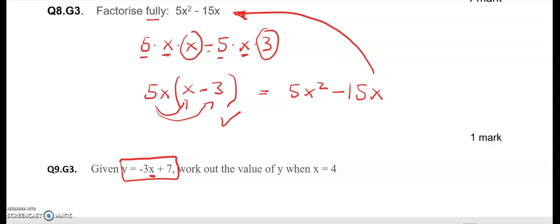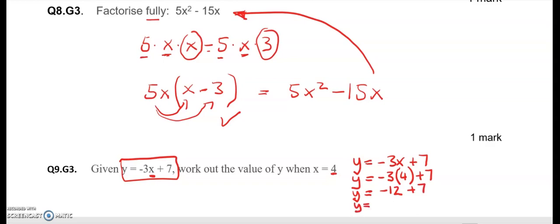So I'll rewrite it. y is equal to minus 3x plus 7. So x in fact is 4 in this case, so I'll rewrite it again. y is equal to minus 3 times 4 plus 7. So I put 4 because the value of x is 4. So y is going to be equal to minus 3 times 4 is minus 12 plus 7. So y is equal to minus 12 plus 7.